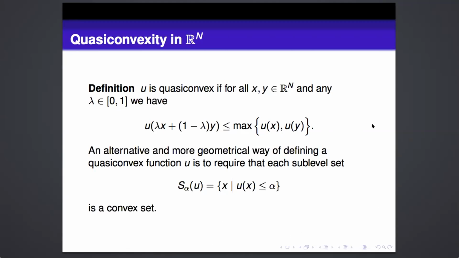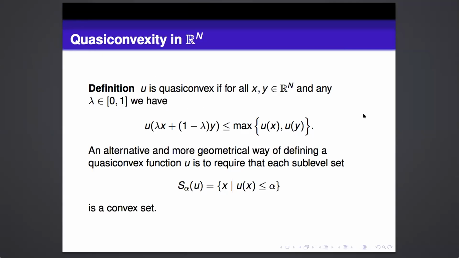And why are quasi-convex functions interesting? This is a sort of generalization of convexity. If a function is convex, then it is quasi-convex. This is okay, because if the value inside the segment is less or equal than the convex combination between u of x and u of y, the convex combination between u of x and u of y is less or equal than the maximum of the two extrema.